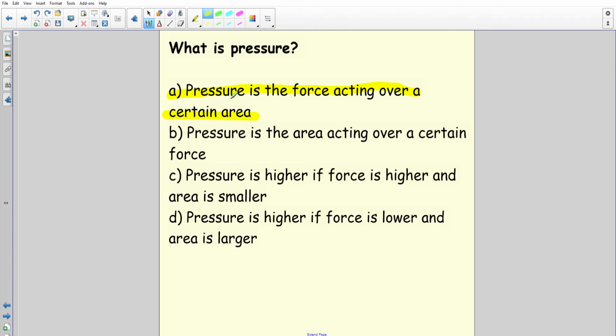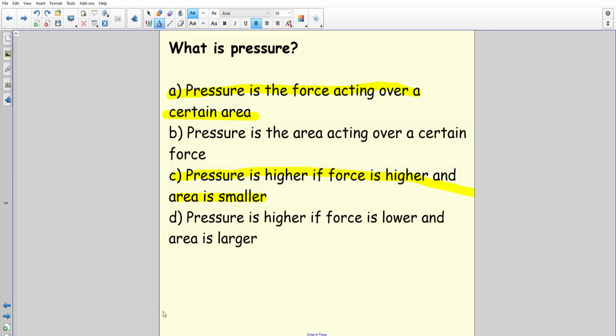That's a good answer. B, I don't think that's a good answer at all. Pressure is area acting over a certain force. They've got area and force the wrong way around in this one. Okay. Right, next ones. Pressure is higher if the force is higher and the area is smaller, or is it pressure is higher if the force is lower and the area is larger? So pressure is going to be higher if the area is smaller and the force is higher. So C is correct. Okay, so that is a much better answer than D.